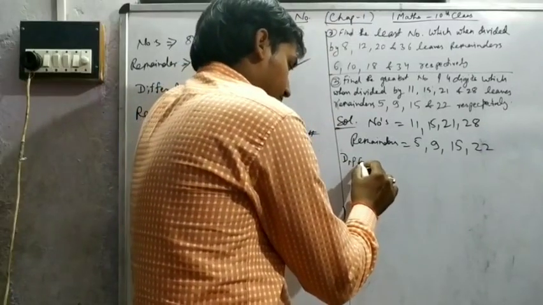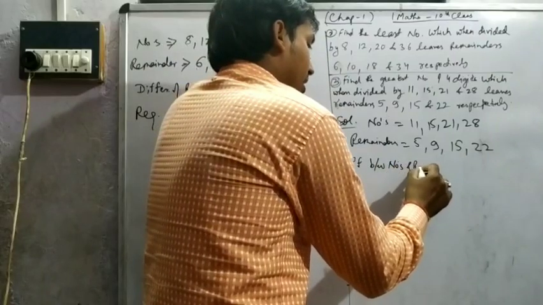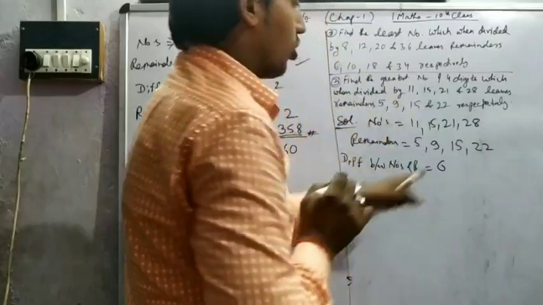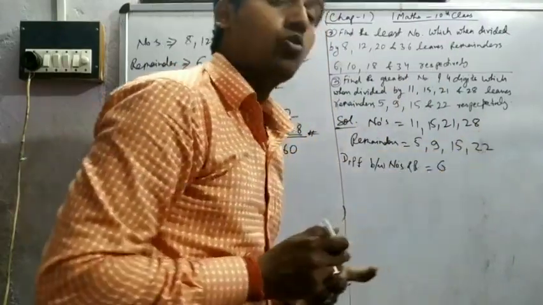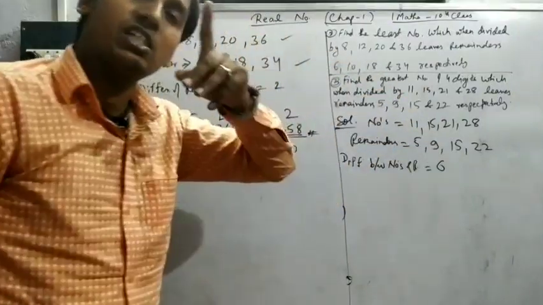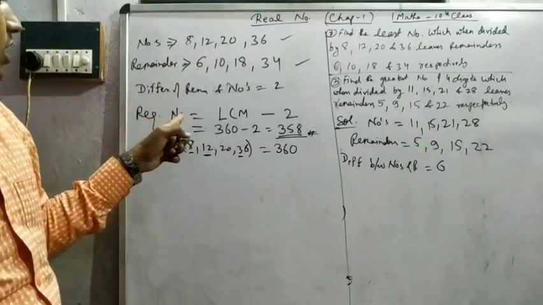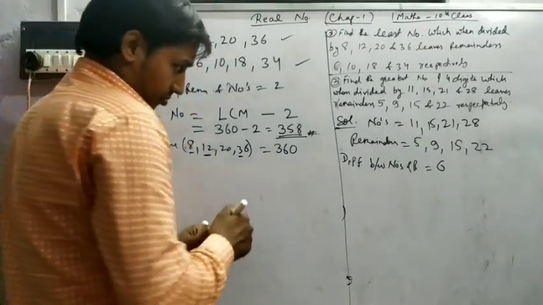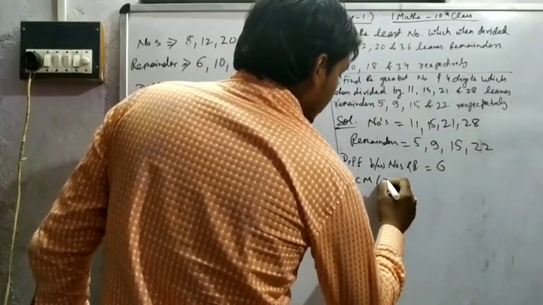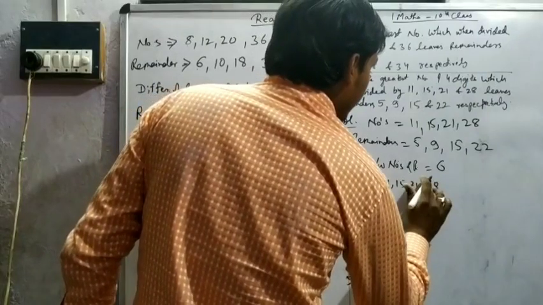Difference between numbers and remainders: 11 minus 5, 6. 15 minus 9, 6. 21 minus 15, 6. 28 minus 22, 6. Means in all the cases, the difference of number and remainder is the same, 6. So we use the same logic again. Required number is equal to LCM minus 6. So first we find the LCM of 11, 15, 21 and 28.